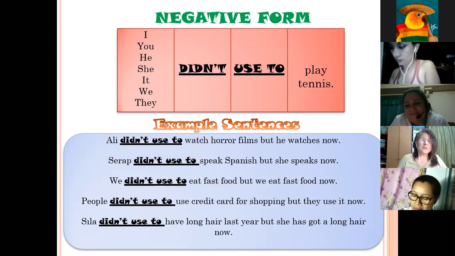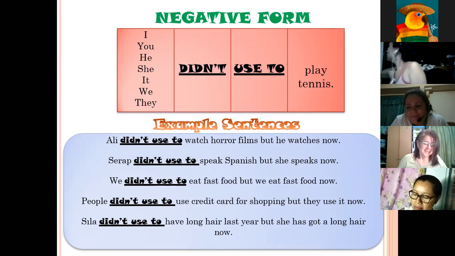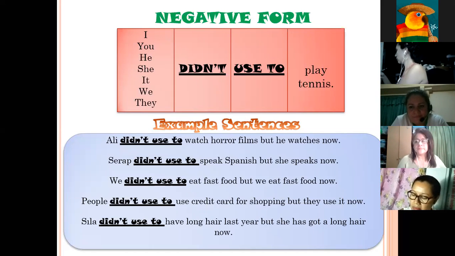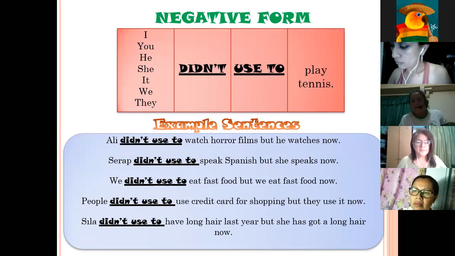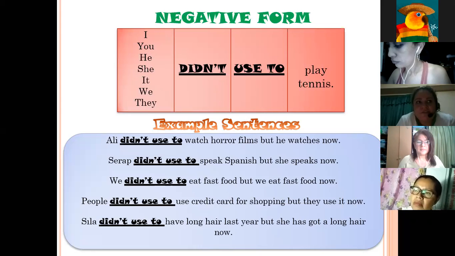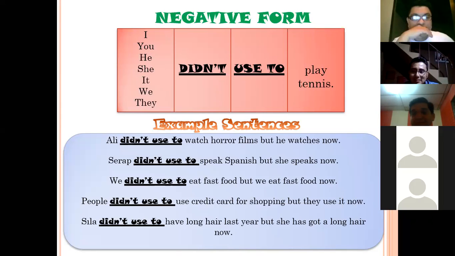Another. I didn't used to drive a car. Okay. And now you drive a car. Okay. All right. Very good. Lizzie, can you give me a sentence using I didn't used to? I didn't used to go to the beach. Now I go to the beach every weekend. Wow, really? Very nice. It's all an example, right?